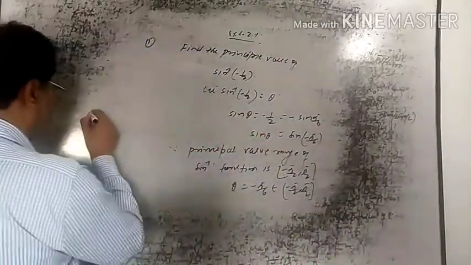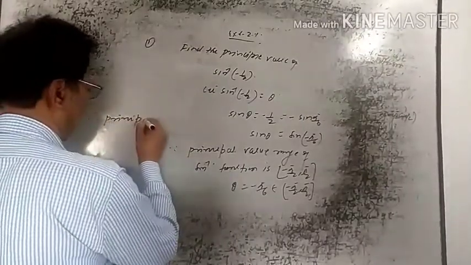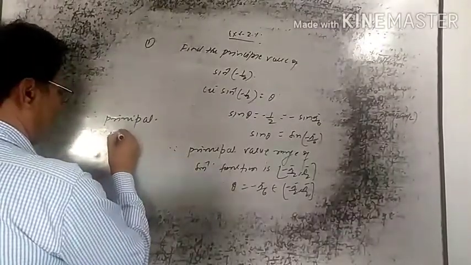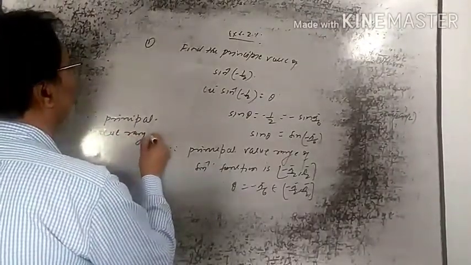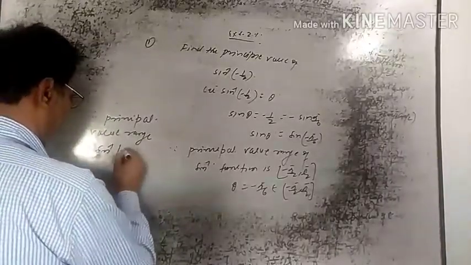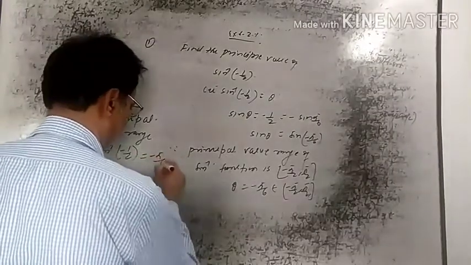Therefore, the principal value of sin inverse -1 by 2 is equal to minus pi by 6.